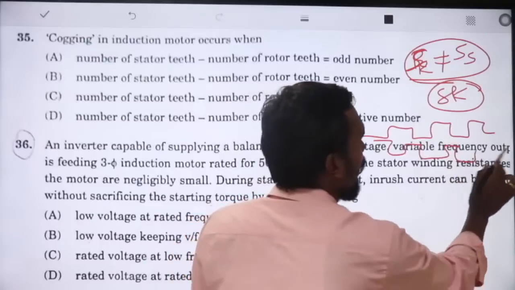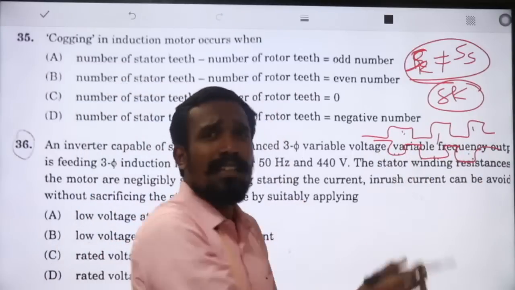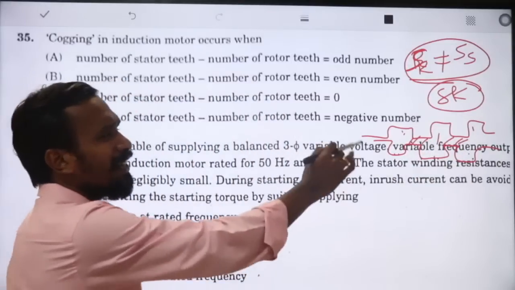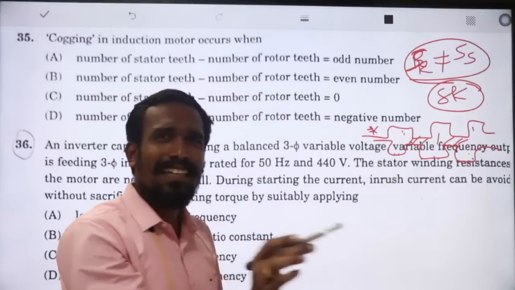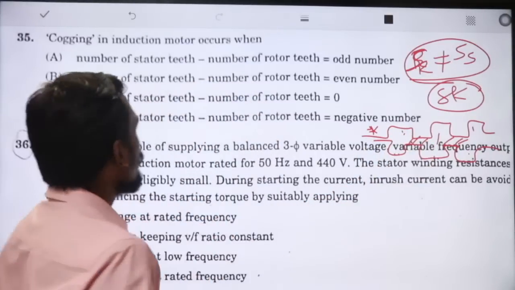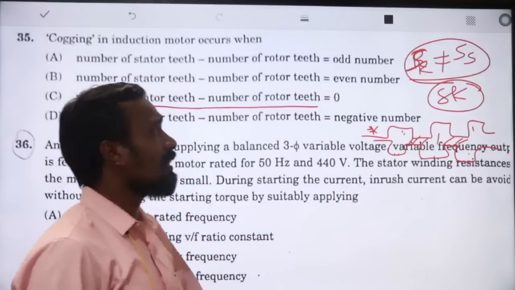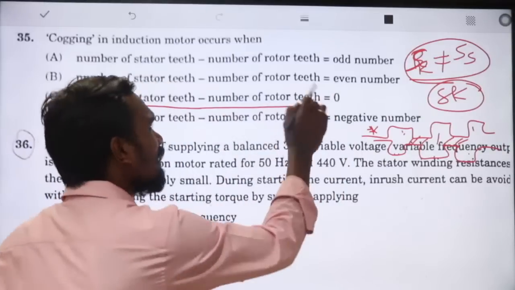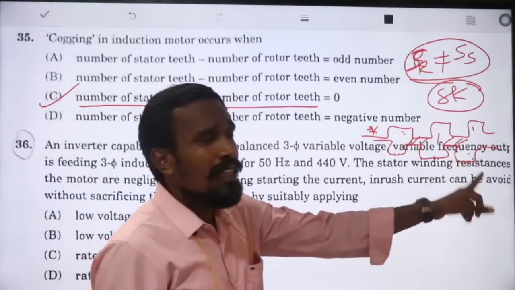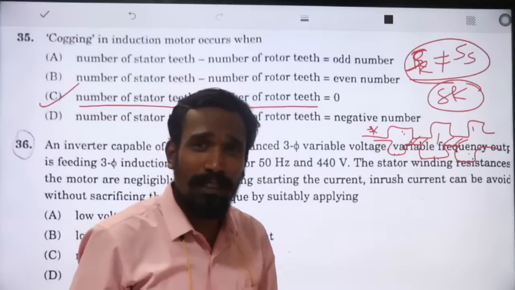I explained it to you clearly. If the number of slots in the rotor and stator are the same, then magnetic locking takes place. That is called cogging. I gave you a diagram, and I think everyone remembered this diagram in your exam. When the number of slots in the rotor is equal to the number of slots in the stator, at this condition the cogging will take place.